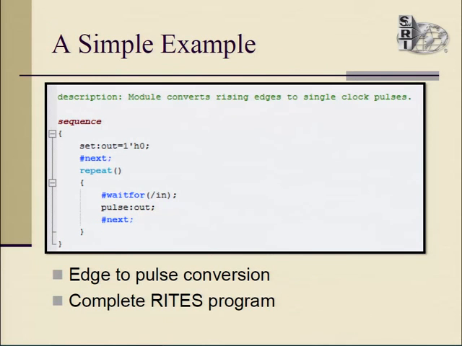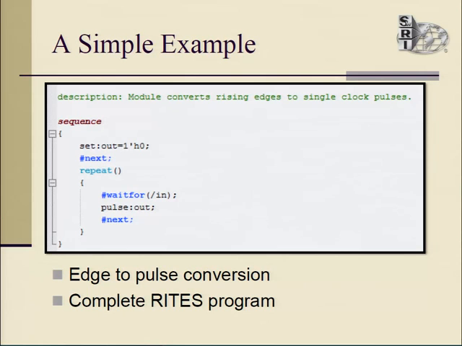So that was a very, very fast introduction to the language. Here's a very, very simple example, but it's a complete program and one you can read this time. This little program is designed to convert an edge, some sort of a rising edge in this case, that may or may not be of any known duration, and convert that into a single clock interval pulse. This is the complete code.